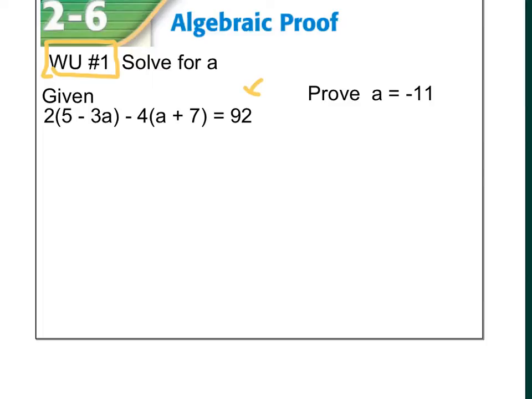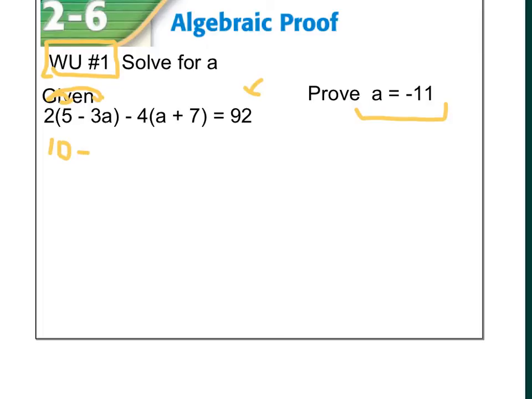You've got 2 parentheses 5 minus 3a minus 4 parentheses a plus 7 equals 92. The answer in this case will be given to you. So I know I'm going to get down to a equals negative 11. So how would you normally solve this problem? The normal thing you would do is what we call the distributive property. So you're going to put this 2 in here. So I'm going to get 10. You're going to be doing some math.